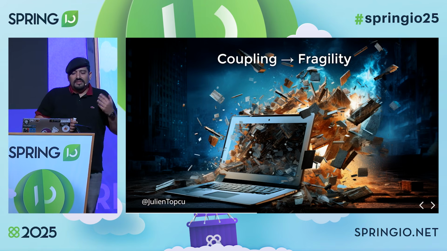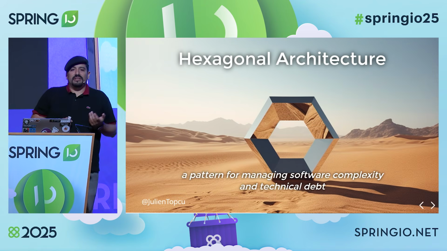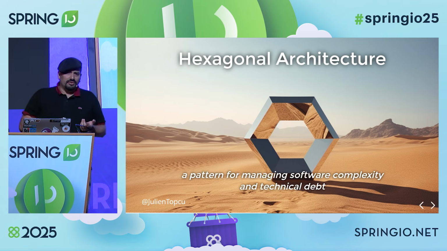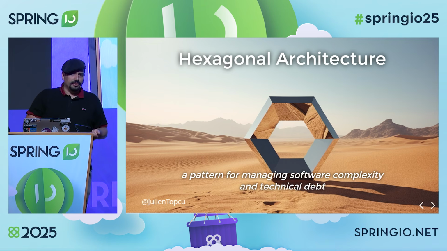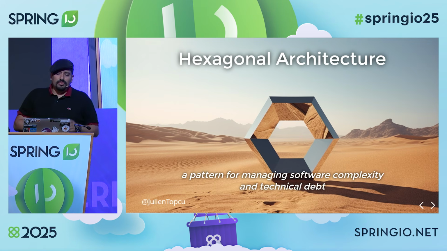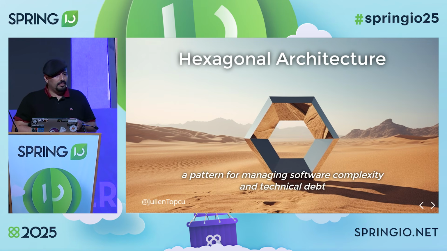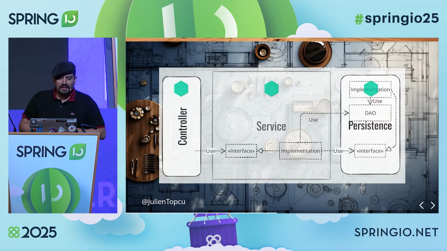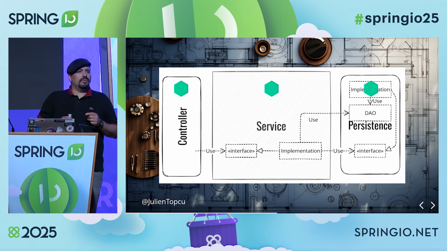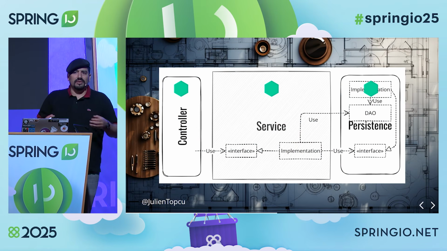So today, we'll see an alternative to the classic layered architecture, which is named the Hexagonal Architecture, which had been coined by Alistair Cockburn, that goes over all the problems I just mentioned. And you will see that this is also a pattern to manage software complexity and technical debt, but we'll see that a bit later.